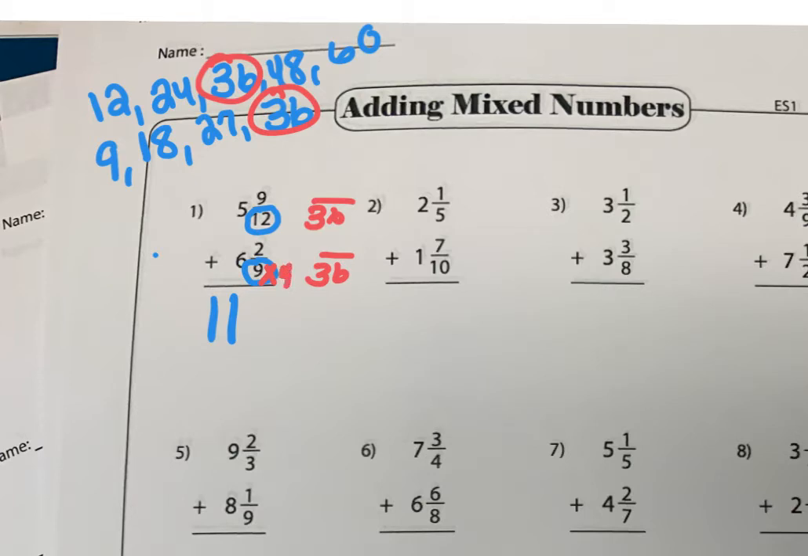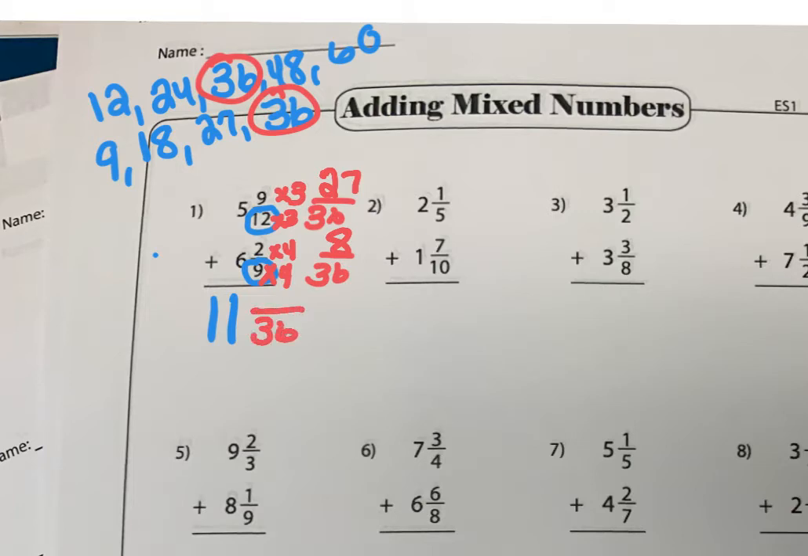Ask yourself, 9 times what is 36? 4. And whatever you times that denominator by, you times the numerator by. 2 times 4 is 8. And then on the top, 12 times what is 36? 3. And 9 times 3 is 27. Now are my denominators the same? Yes. I have a 36 on both of them.